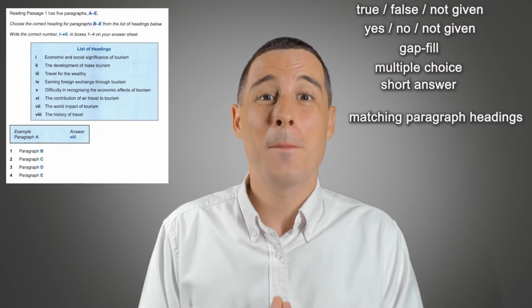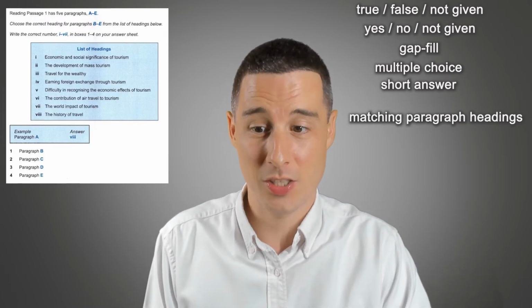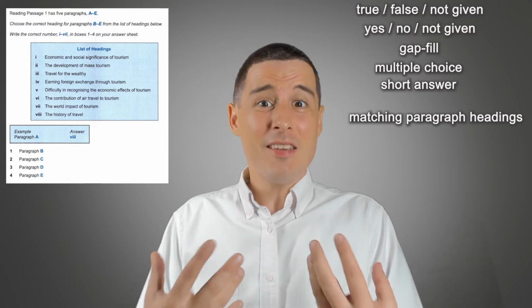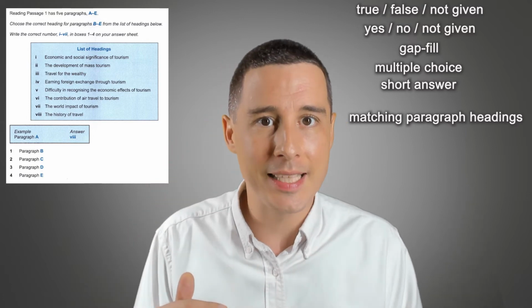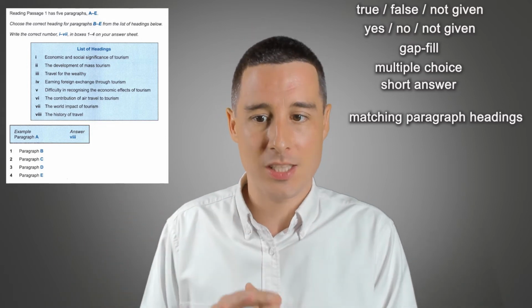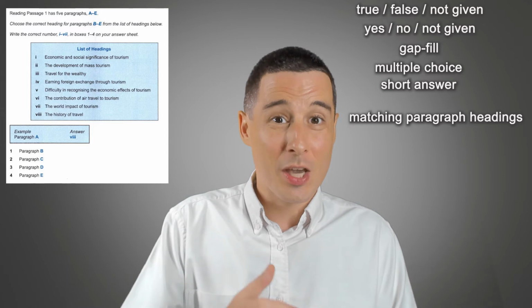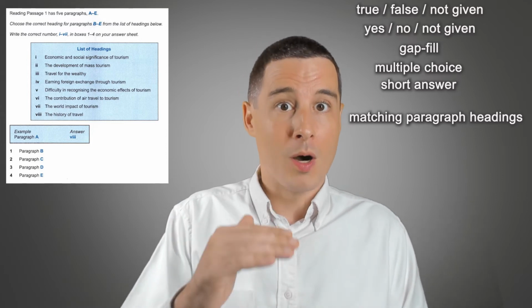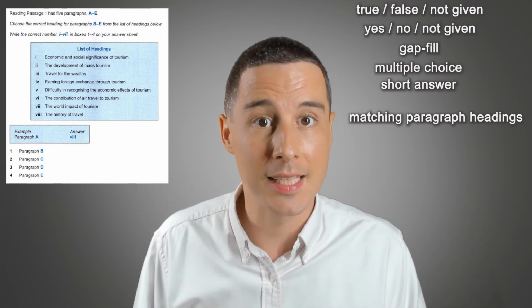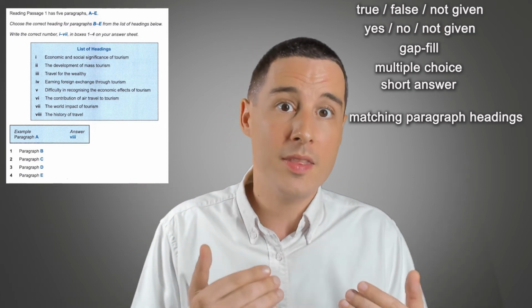The first type, and often a really very challenging type of question, is a matching paragraph headings question. So, of course, here, what they're going to be doing is giving you a list of headings. Now, these are headings for the paragraphs in the passage. And then, of course, they'll give you a choice of paragraphs that you can choose for each of these headings. And you've got to match the headings with the paragraphs.